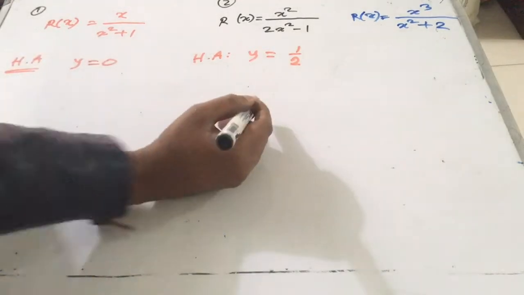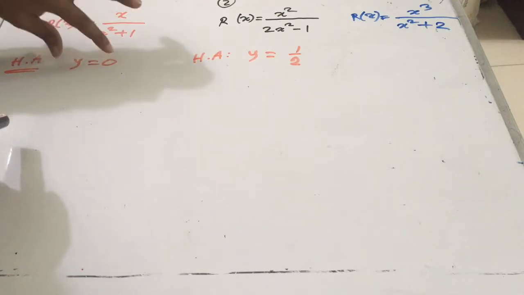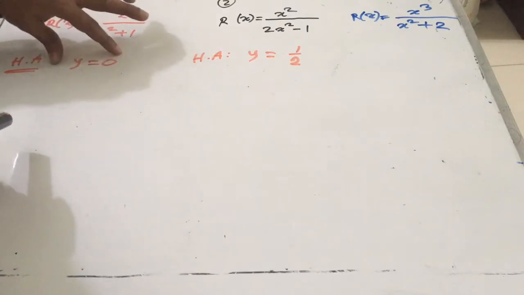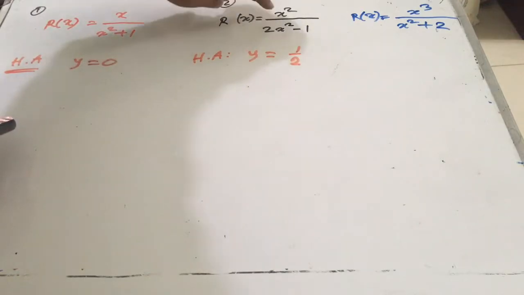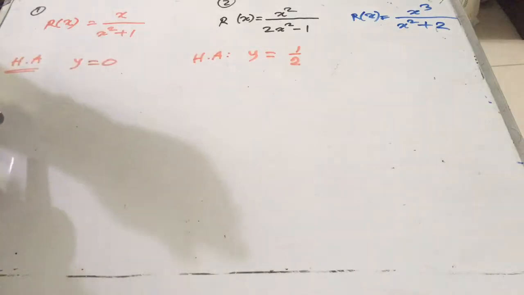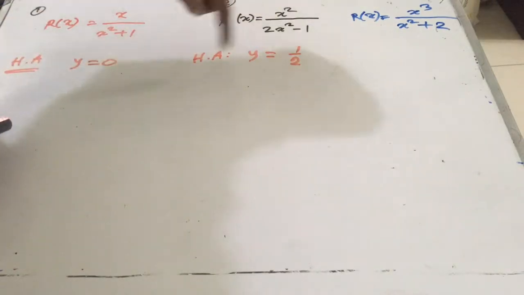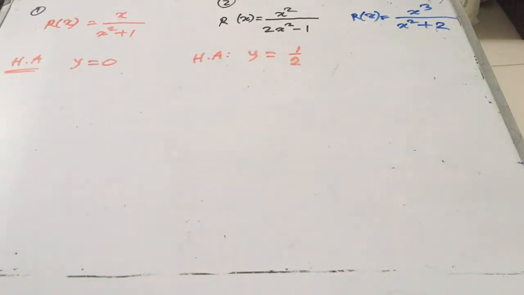So let's recap it. If the power is more in the denominator, then always y equal to 0, which is the x-axis. If the power, the degree, is the same, then we will look at the number. Here it is 1, here it is 2, so 1 by 2 is the answer. Suppose if it is just only 3, then 3 will be the answer. Whatever number is there, we will look at it if the degree is the same.